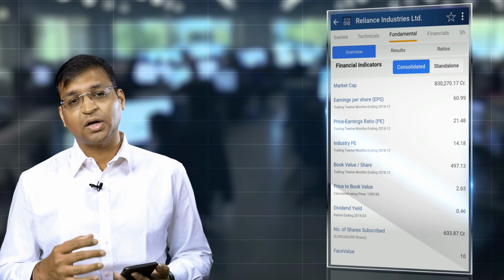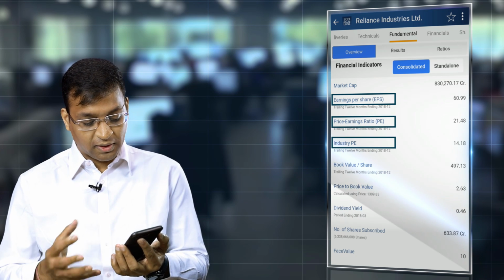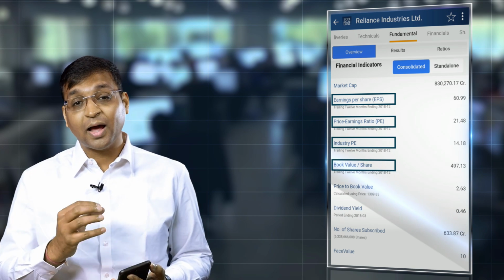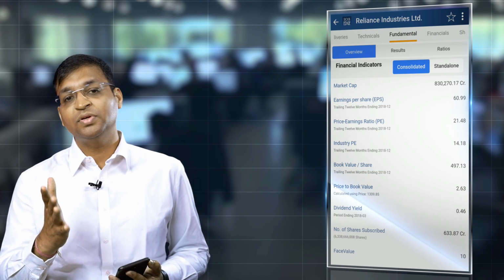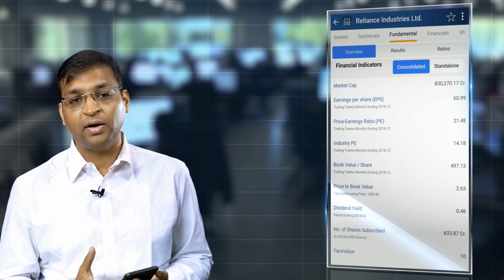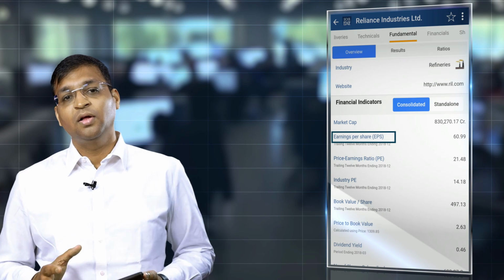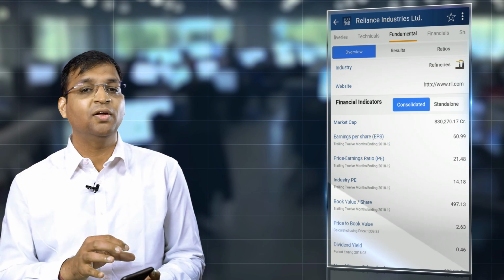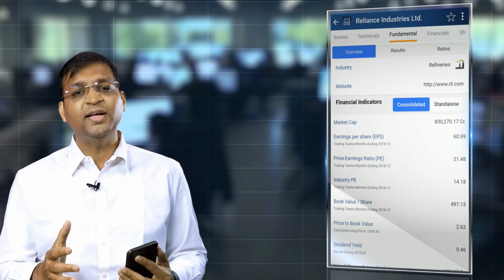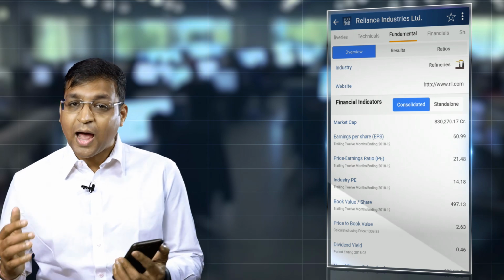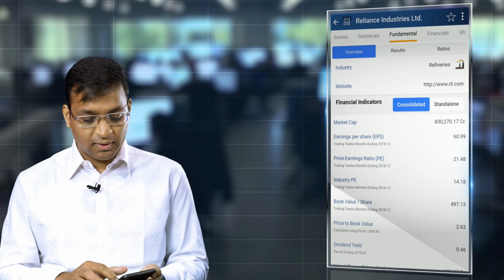There are some commonly used data points in our everyday market life, like EPS, price earning multiple, industry PE, and book value per share. These are live data points as of yesterday, updated to take into account the latest filing by the company. When I'm talking about EPS, I'm talking about EPS for the last 4 quarters cumulatively. There is a difference between trailing EPS and annual EPS. Trailing EPS is the summation of the last 4 quarters. Annual EPS is the last reported EPS as per the annual summation. That will be available in the other section.